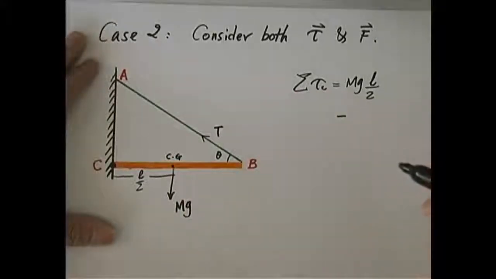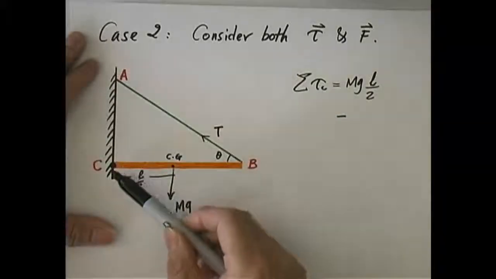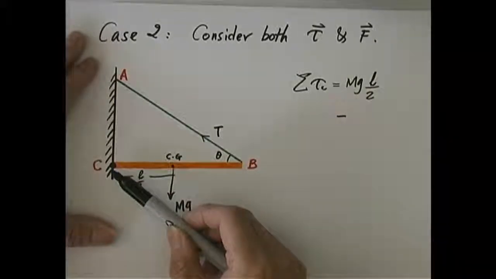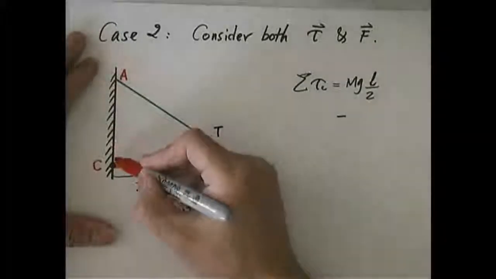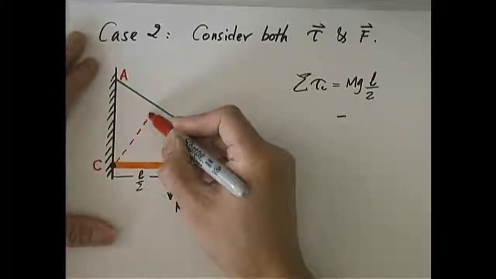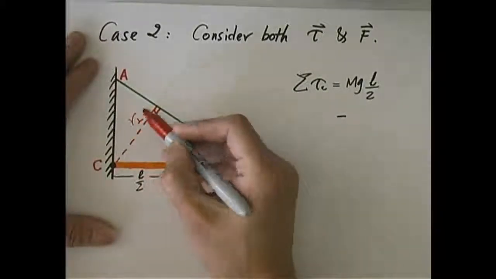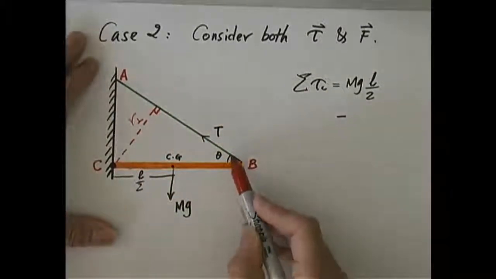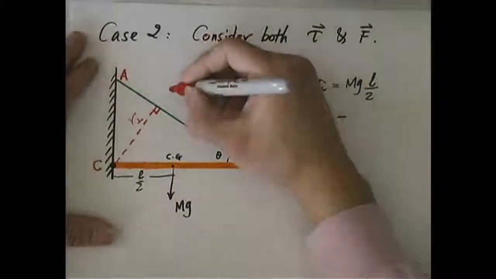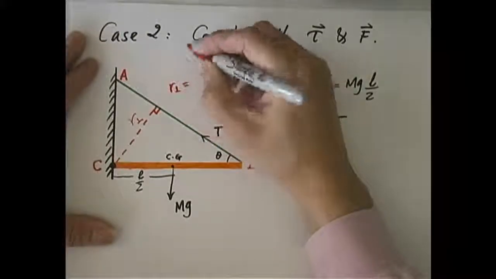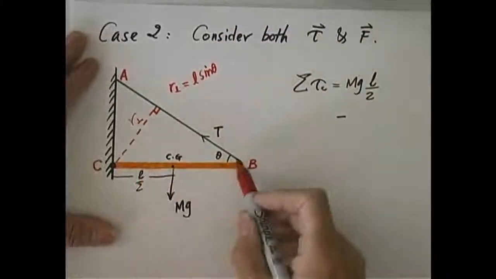Okay, you must then find out the lever arm of this tension T measured from point C, right? How do we do that? Well, we start from point C, we drop a perpendicular to the line of action of the tension T. That is the lever arm, okay? Now, this length is L, this angle is theta, and here is 90 degrees. So R perp equals L times what? Sine theta, isn't it? L times sine theta.